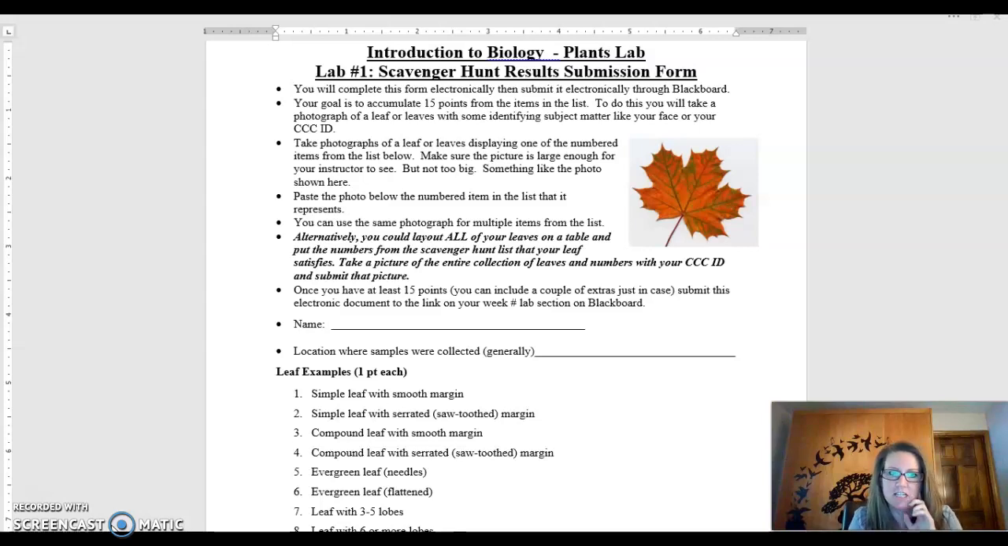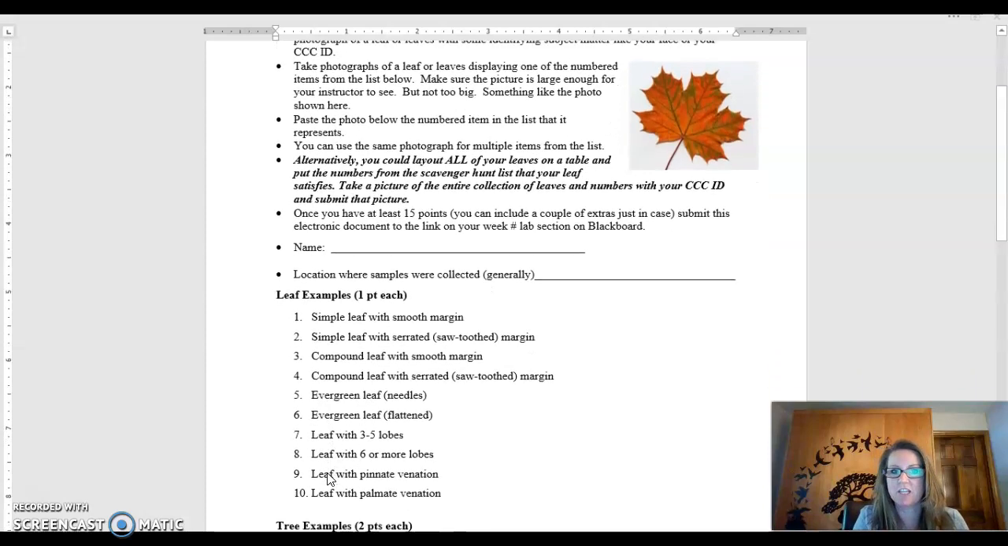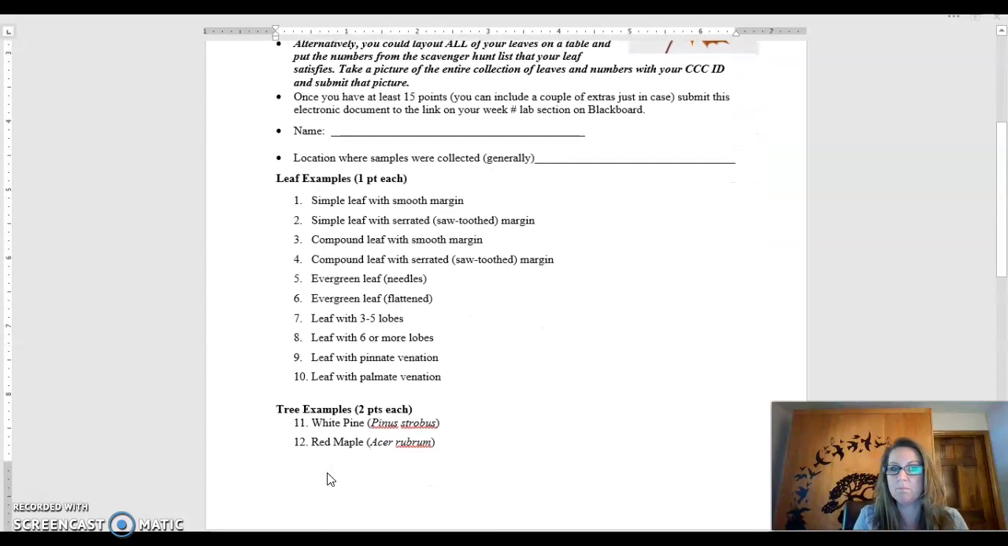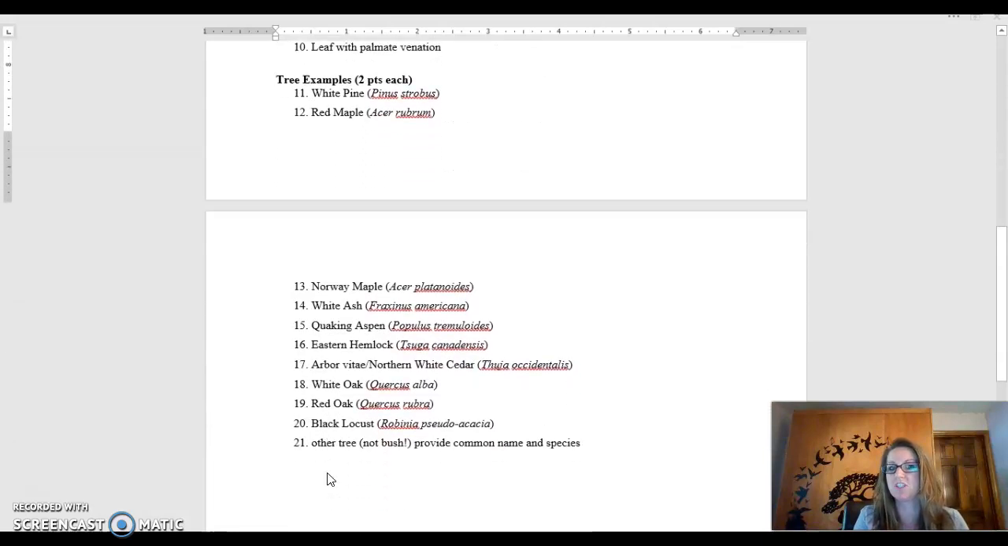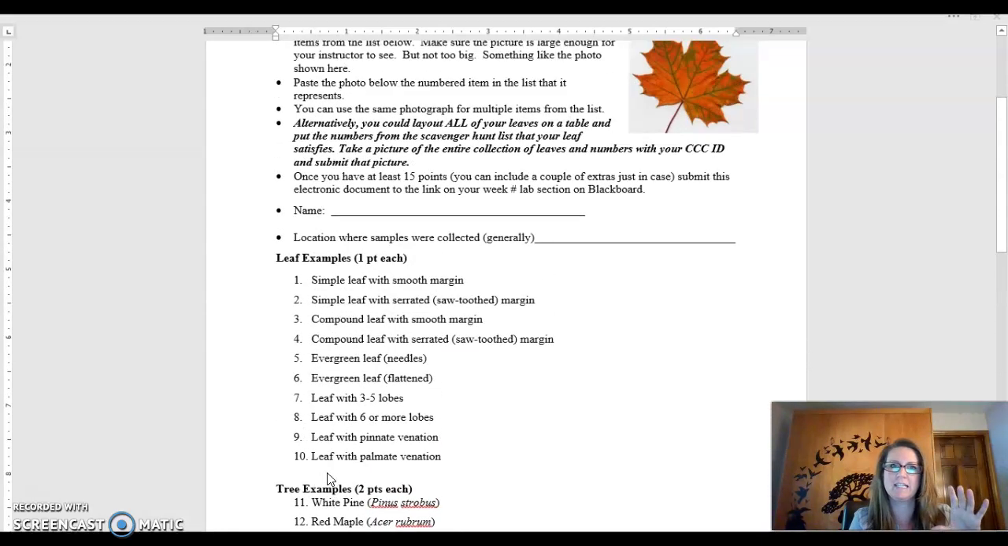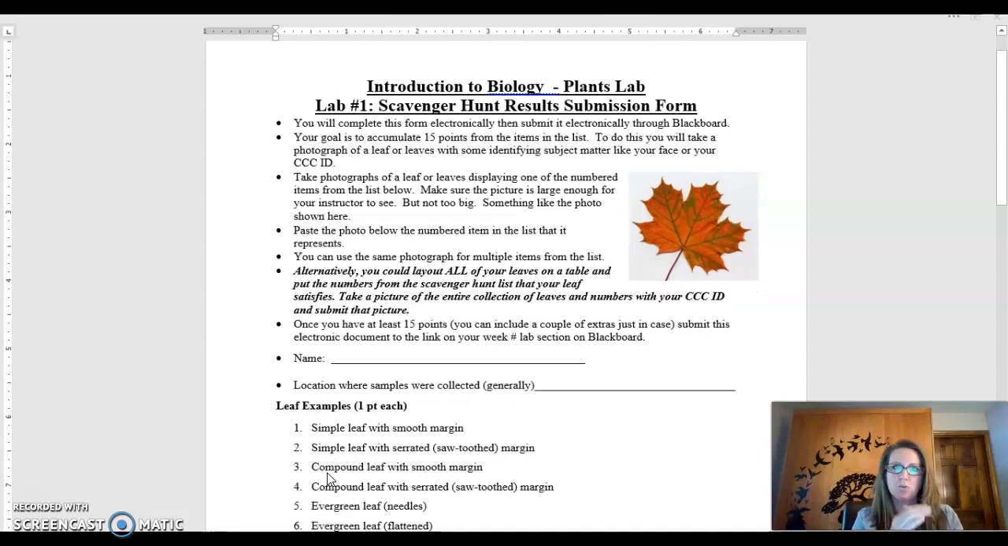What you have here is the scavenger hunt list, and you've got some leaf examples worth 1 point each and some tree examples worth 2 points each. So the little green guide, if you start on page 5, is going to help you go through the choices of what your particular specimen could be.